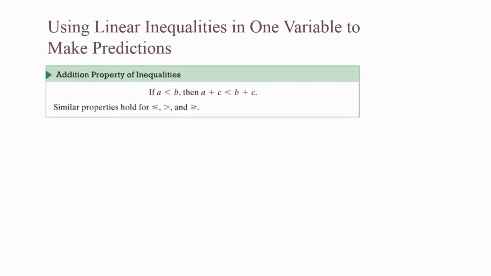What this means is I can have an inequality like x plus 3 is less than 8, and I can subtract 3 from both sides. X plus 3 minus 3 less than 8 minus 3, and the inequality is still correct. My result is x is less than 5.